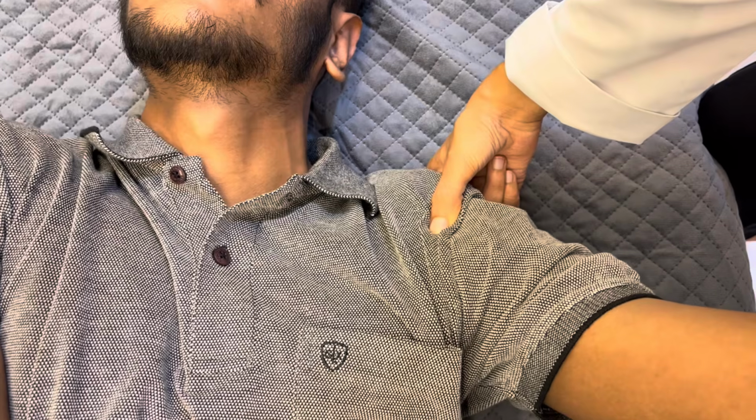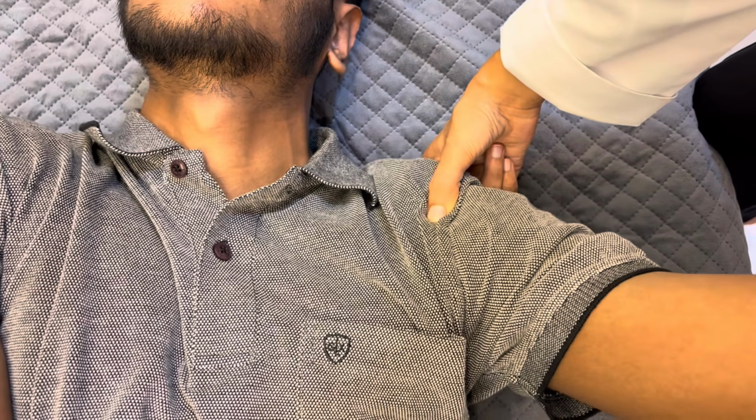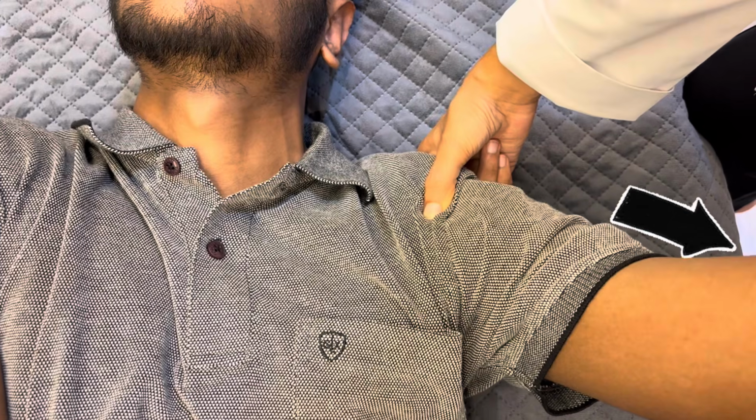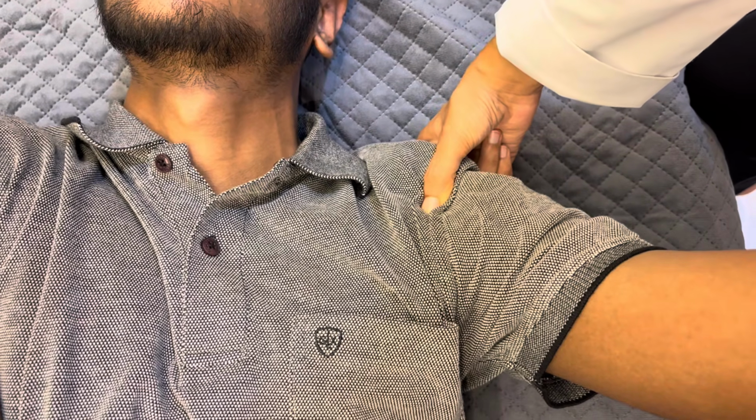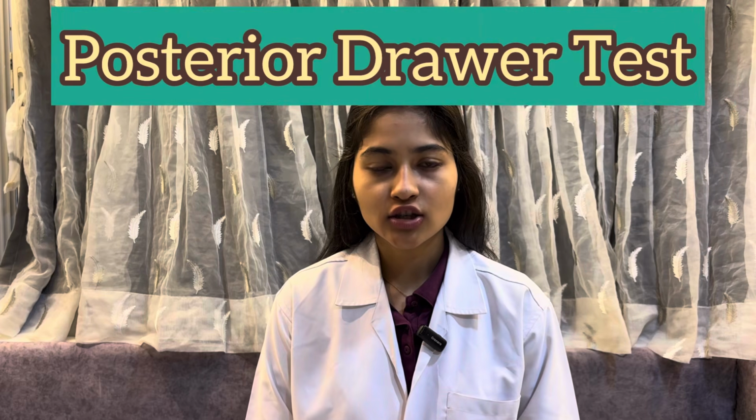Now, with the other hand that is stabilizing the arm, the therapist will give a traction force in the flexion direction while maintaining the pressure with the other hand. A positive test is indicated when the movement is accompanied by a click or if there is apprehension by the patient. The next test is called the posterior drawer test.